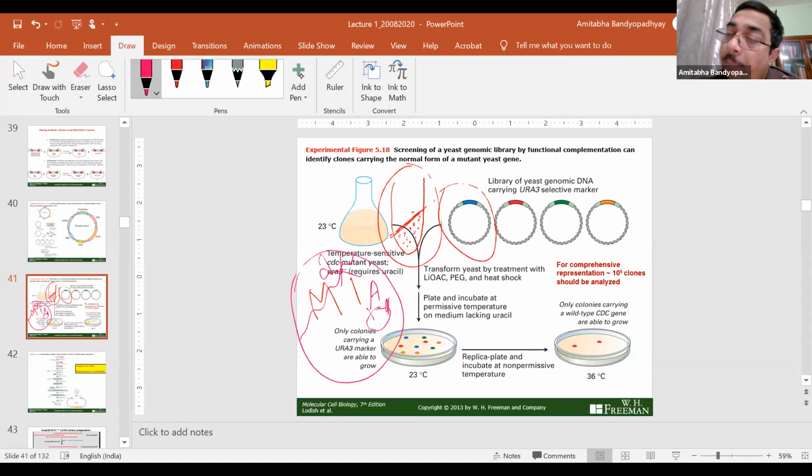Then you simply do a mini prep, isolate the plasmid, send it for sequencing. You don't need Bill Gates. Amitabh Bandyopadhyay can fund that project. Is it clear? Yes.